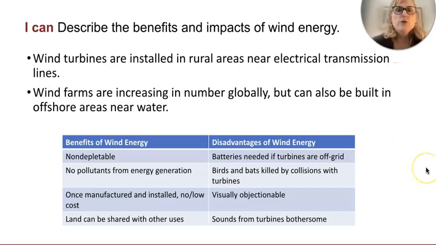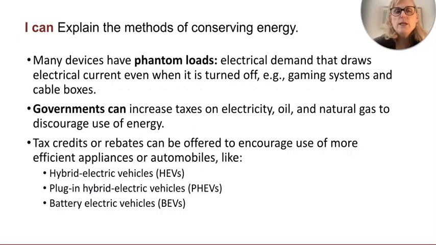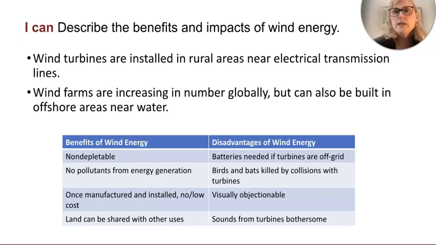Okay, so wind turbines are installed in rural areas near electrical transmission lines. And then wind farms are increasing globally, but can be built offshore near water. We talked about that. Pause the video and fill in your study guide for the benefits and disadvantages of wind energy. So actually you can pause it there and fill in your chart.